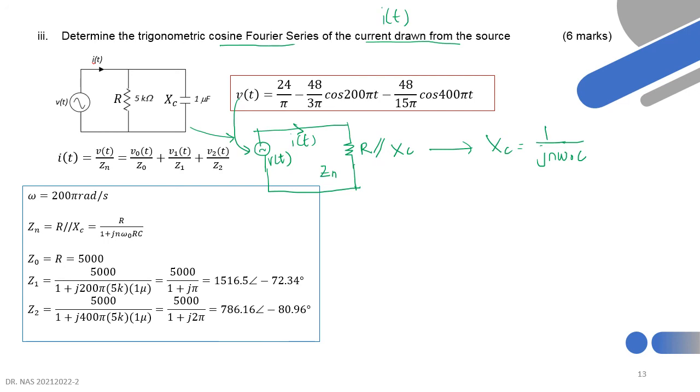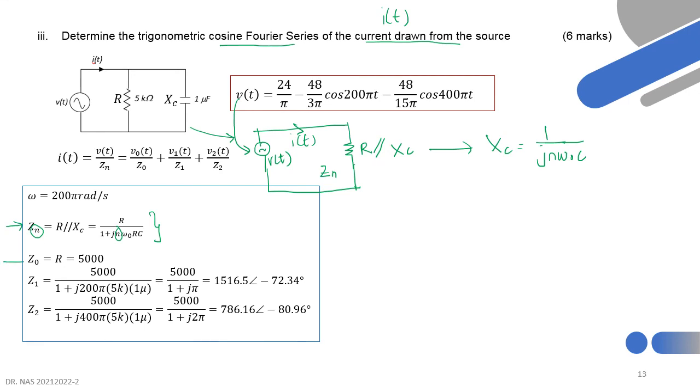So for this particular question, you need to determine n up to second harmonics. So n up to 2. So here your total impedance is when R in parallel with XC. So XC is 1 over j n omega naught C. So you get this equation. So omega naught equal to 200 pi radian per second. Your R is 5000 ohm and C is 1 microfarad. So then you need to replace your n.